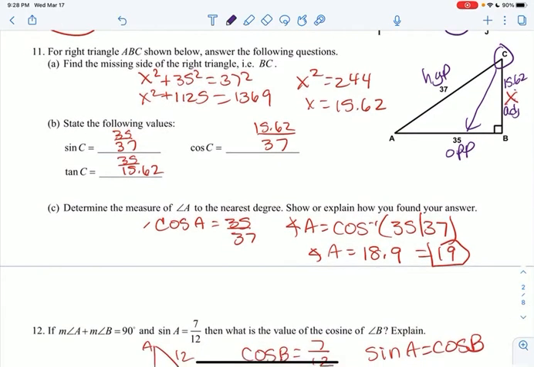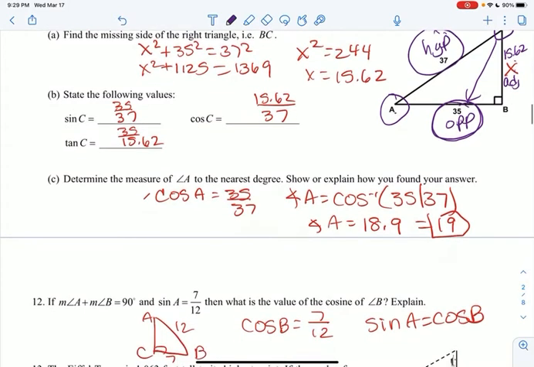Then they want me to find the measure of angle A to the nearest degree. So this is A, and I decided to use cosine. Actually, when I'm doing A, this 35 is not opposite anymore. It's adjacent. So that's why I'm doing cosine. So I'm using the 35 and the 37, but they're adjacent and hypotenuse. So therefore I'm using cosine. I don't have the angle, so that's why I'm using that inverse button.